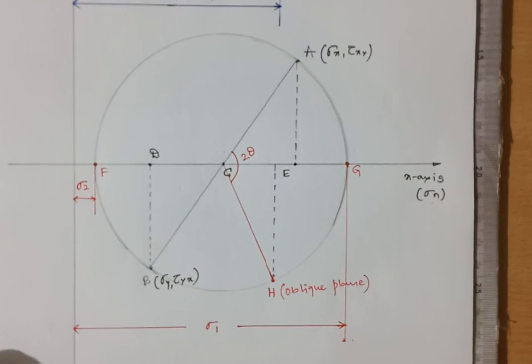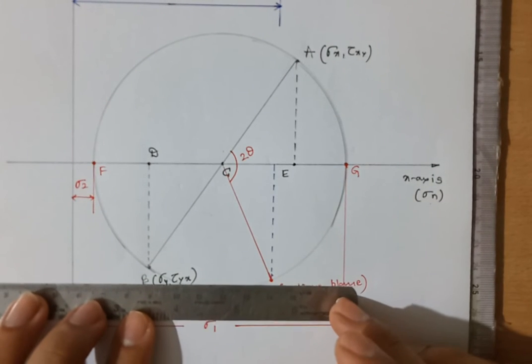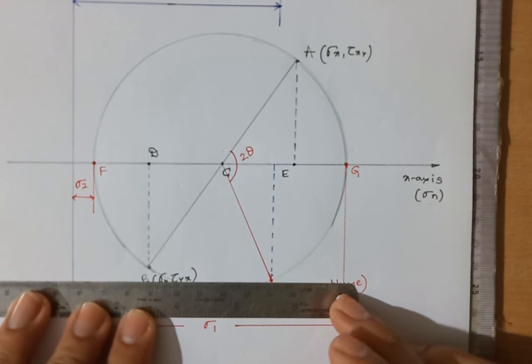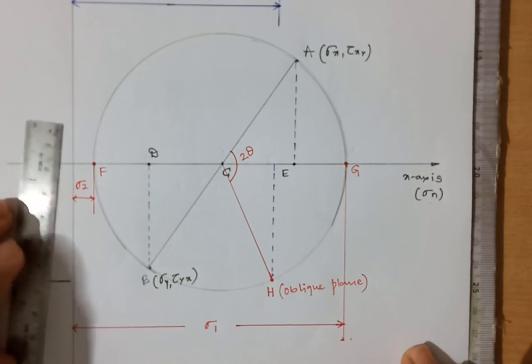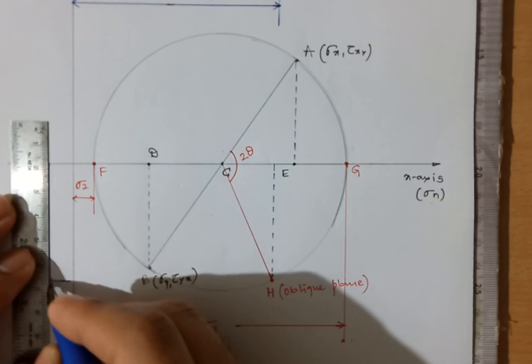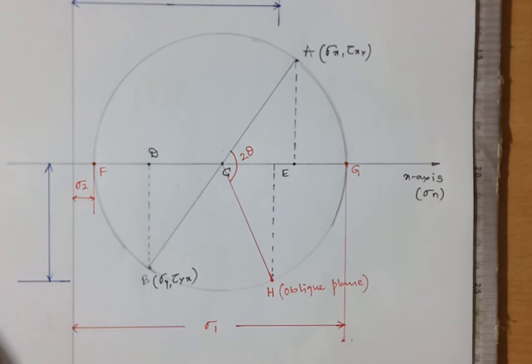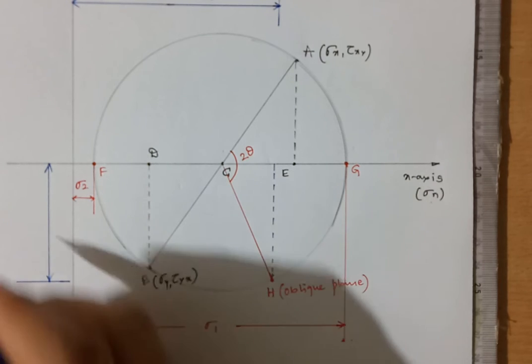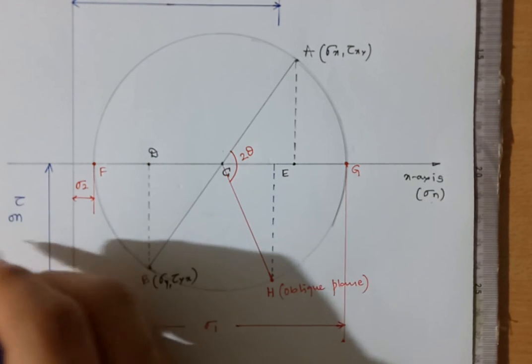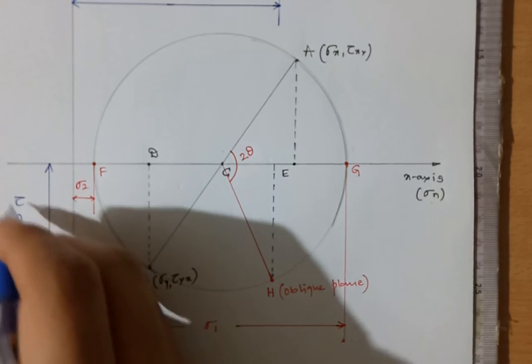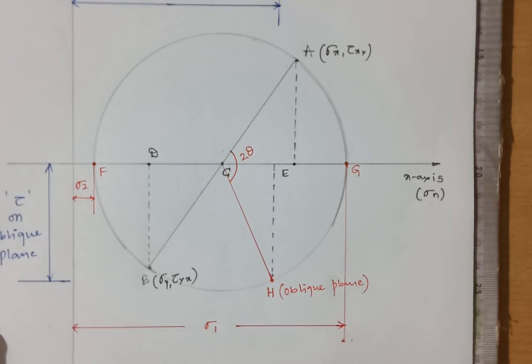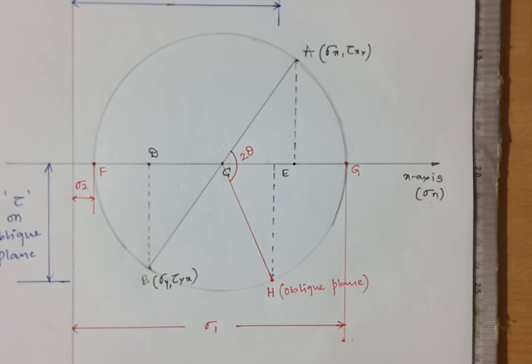Now respectively, the same thing you need to do on the left hand side. If I project the same thing on this left hand side, this distance is tau on the oblique plane, right? So now I got the value of shear stress as well as normal stress on an oblique plane.